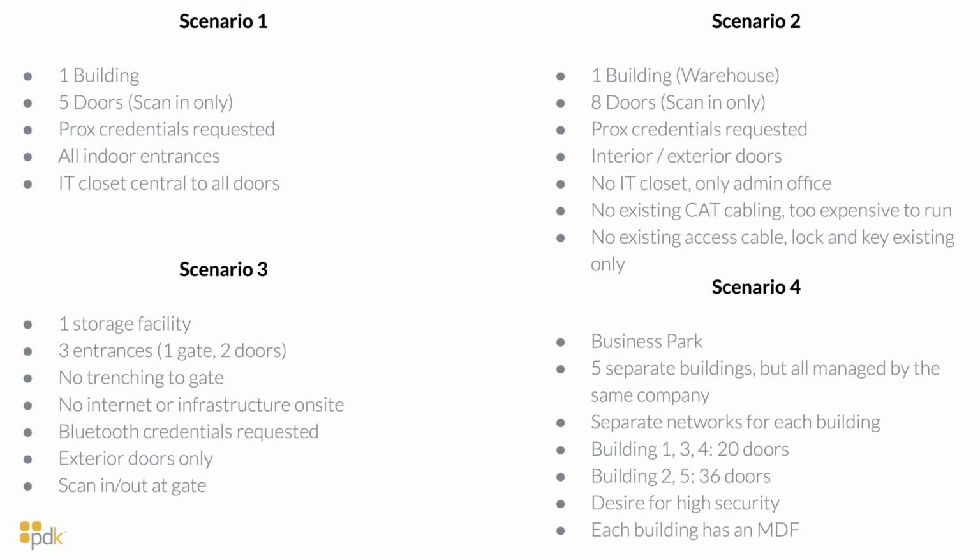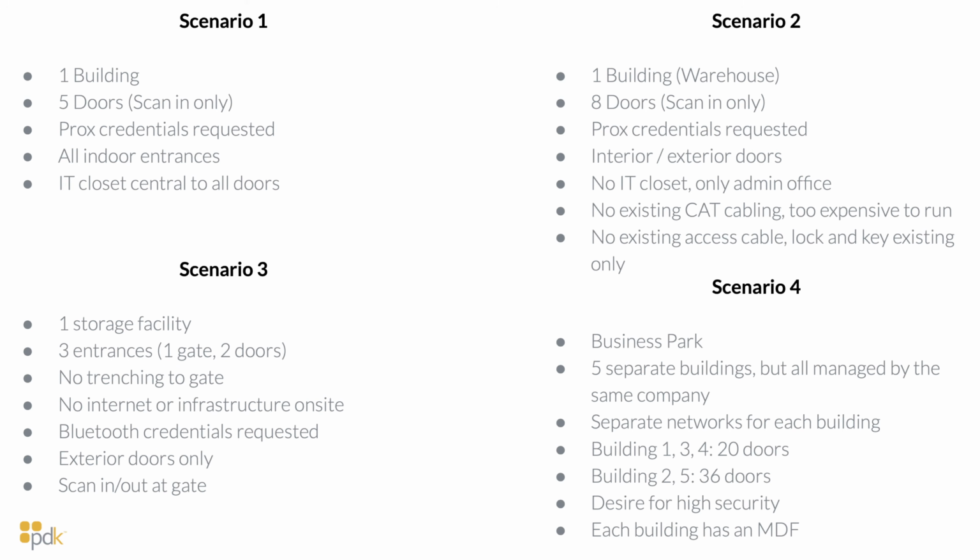All right. Scenario 1, we have one building. It is simply 5 doors. They're scan-in doors only. The client has requested to be as budget conscious as possible, so prox credentials. All indoor entrances, and an IT closet is central to all the doors. And we're going to presume that there is wiring already run to each of those doors.